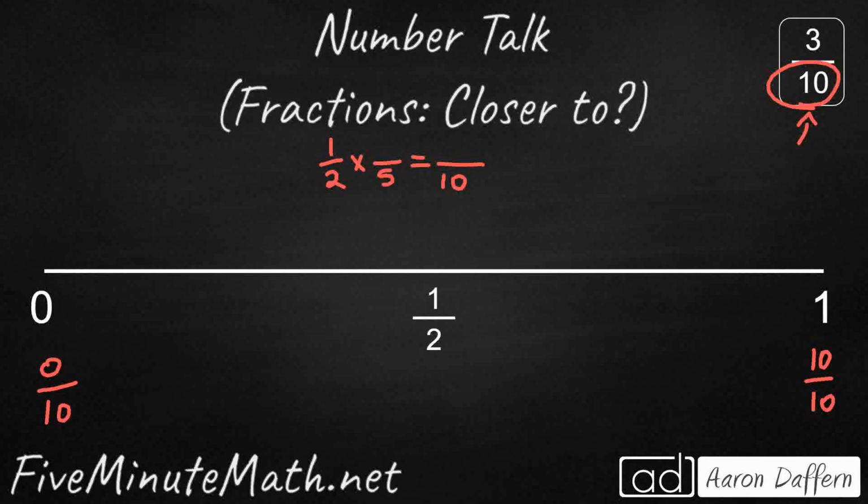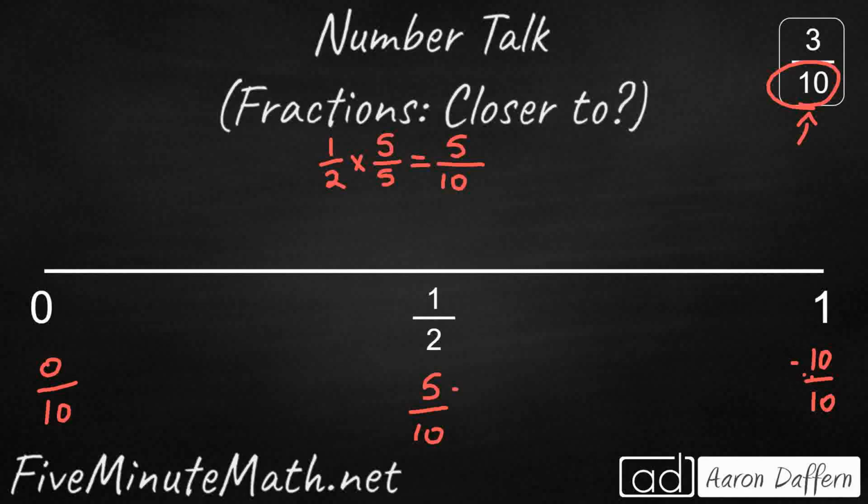So you're going to end up multiplying the numerator and the denominator by the same thing. So 1 times 5 makes 5. So 1/2 is equal to 5 tenths. Or you could have just said to yourself, look, what's half of 10? Half of 10 is 5. There's 1/2. That also works.